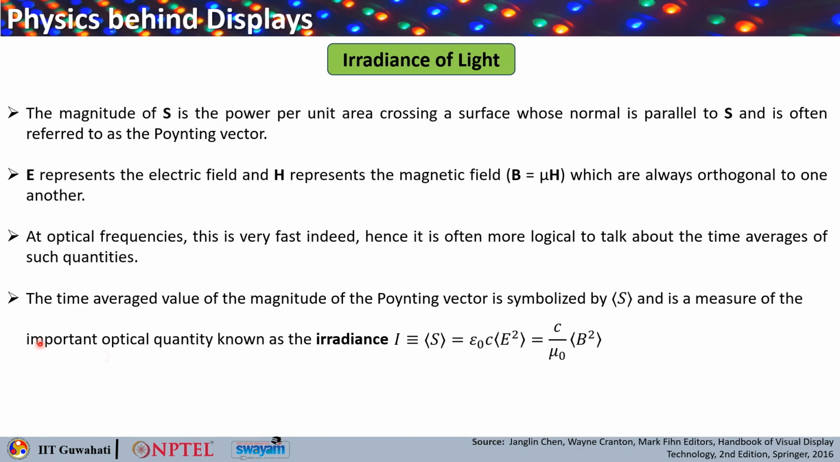So, how do you calculate the time average? The time average value of the magnitude of the Poynting vector can be symbolized as this, and this is the irradiance I. So, I is calculated as this time-averaged value of the Poynting vector, which is epsilon naught C times the time average value of E squared. You can also write it as C by mu naught times B squared.